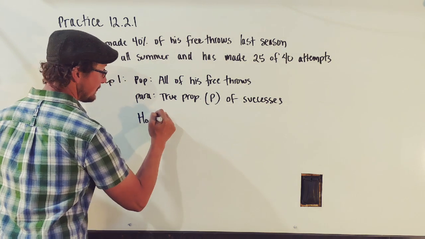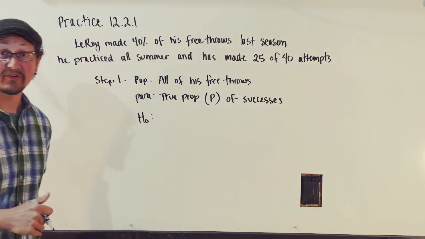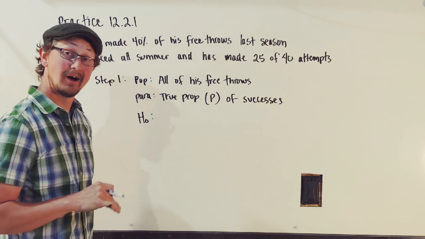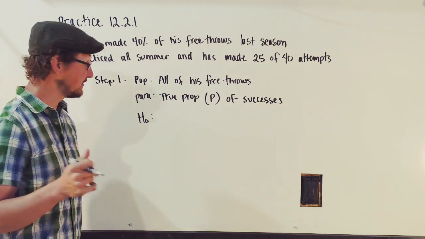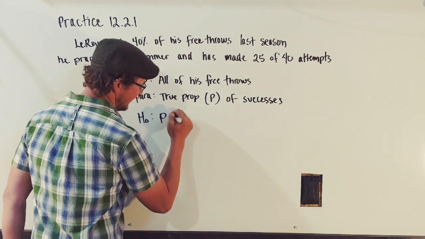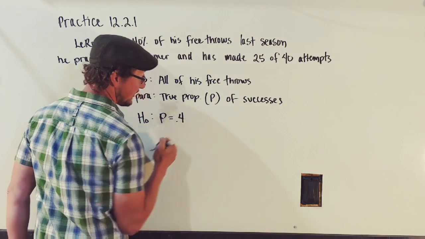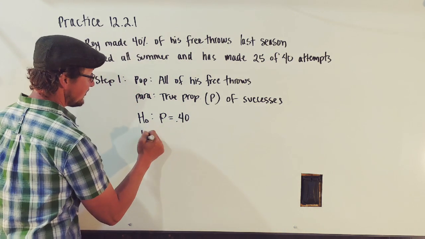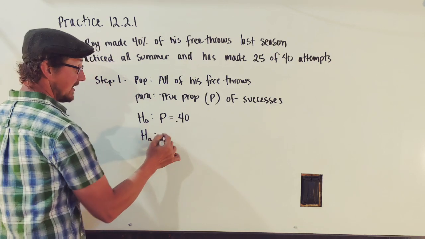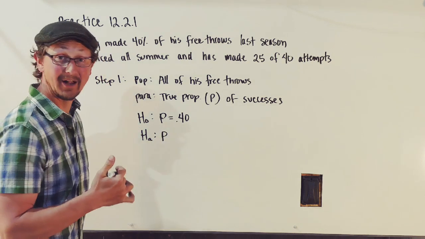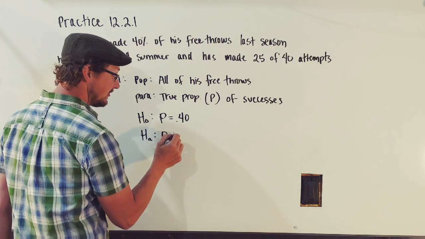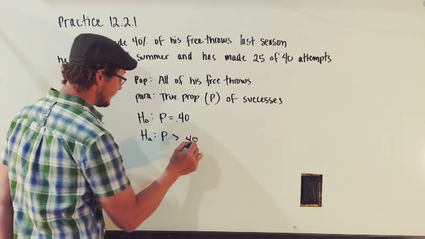Our null hypothesis is that the practice didn't help. All summer long he practiced his free throws. It didn't help. Nothing's changed. The proportion is still 40%, still 0.40. The alternative hypothesis is that his practice did help, that the proportion is greater than 40%.